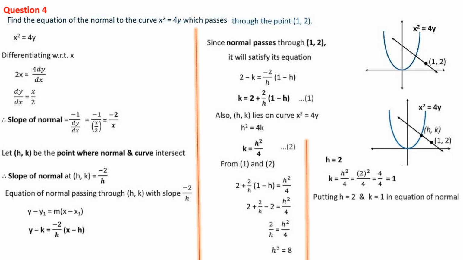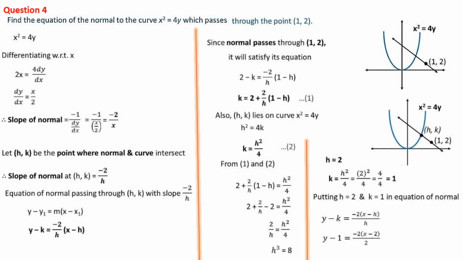H is equal to 2, k is equal to 1. Now we have got the point h is equal to 2, k is equal to 1 in the equation of the normal. If you put h is equal to 2 and k is equal to 1 in this equation, we will get the equation of the normal. So that is y minus k is equal to minus 2 into x minus h by h. That is the equation here.